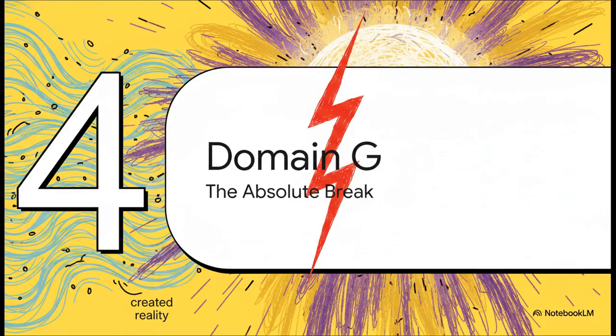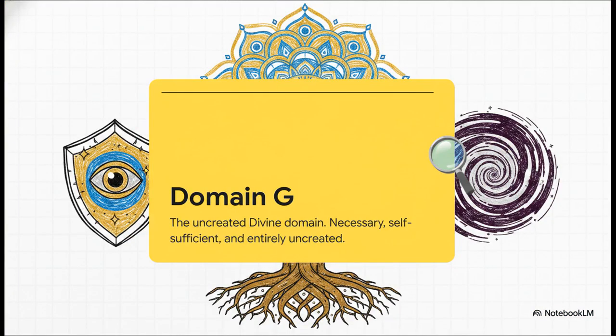And that takes us to Section 4, Domain G, the absolute break. So let's shift our focus to the other side of that absolute break. Domain G is defined incredibly narrowly and absolutely as the uncreated divine domain. It contains a law, divine knowledge, divine will, divine power, and everything that belongs properly to uncreated divine reality.